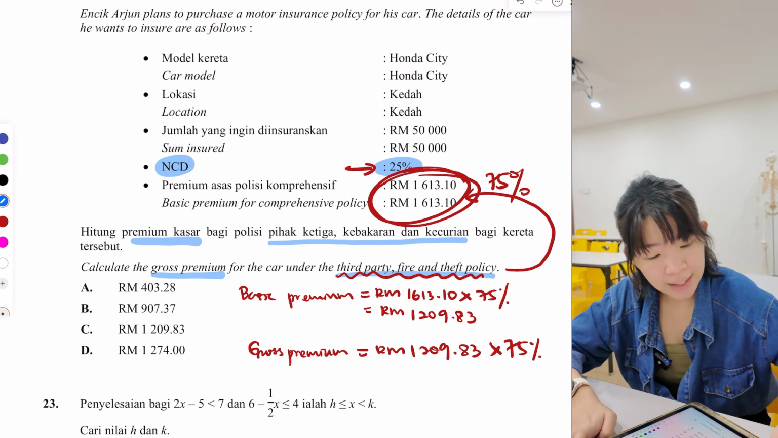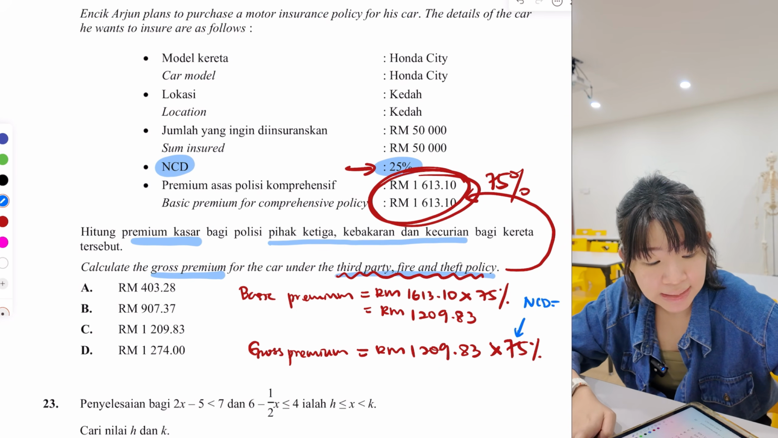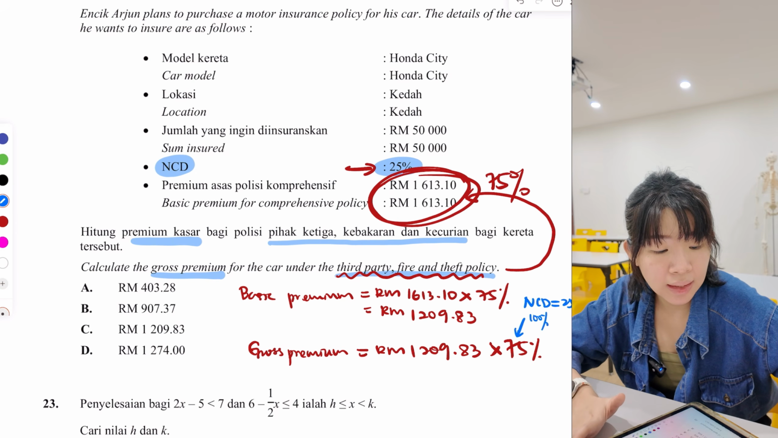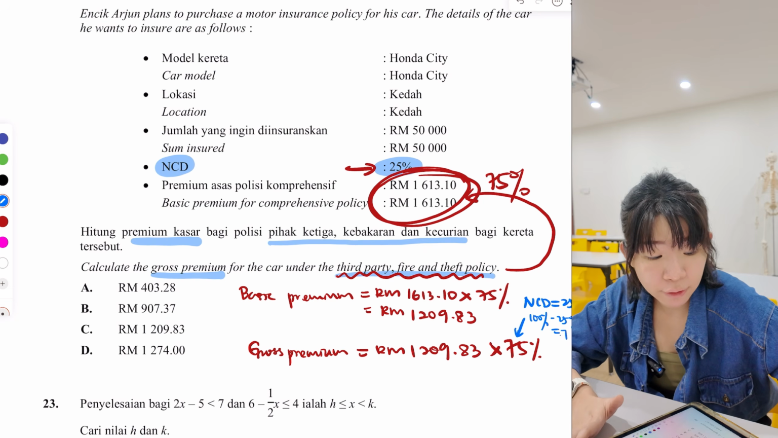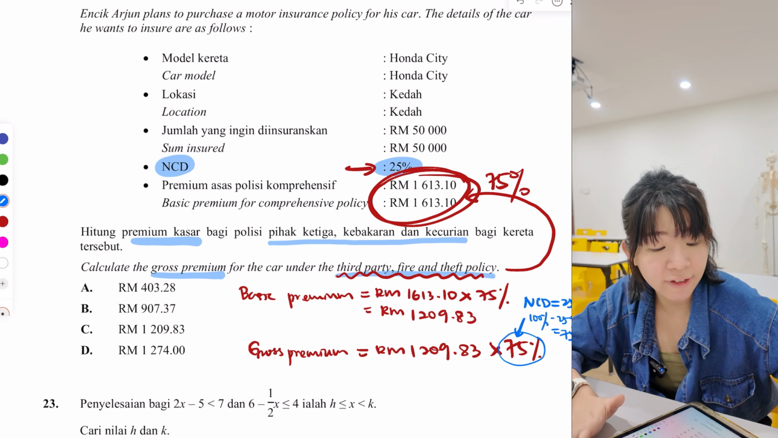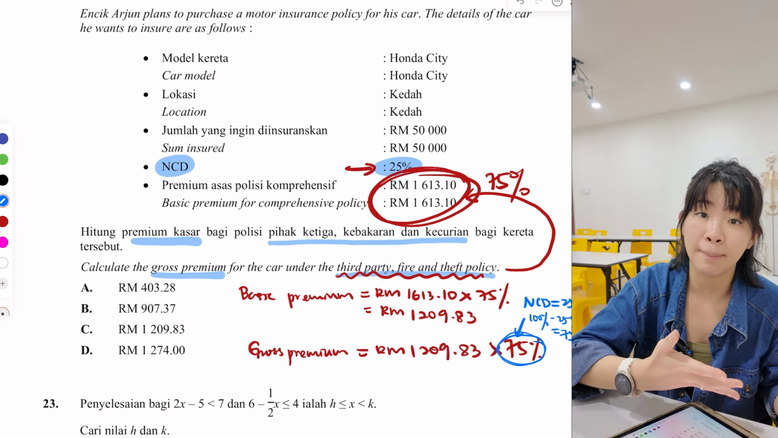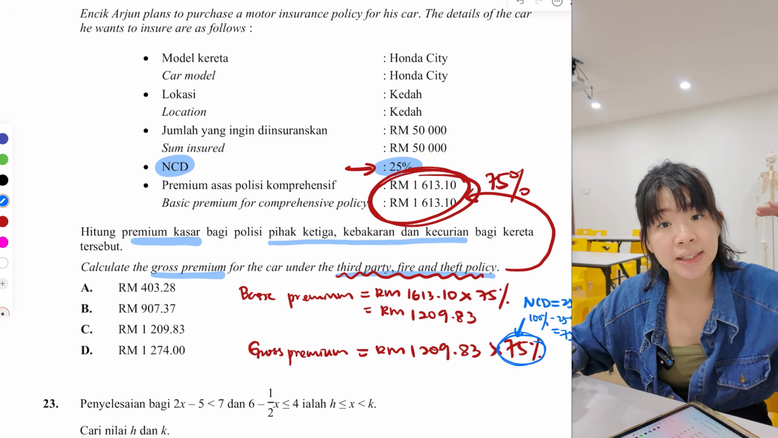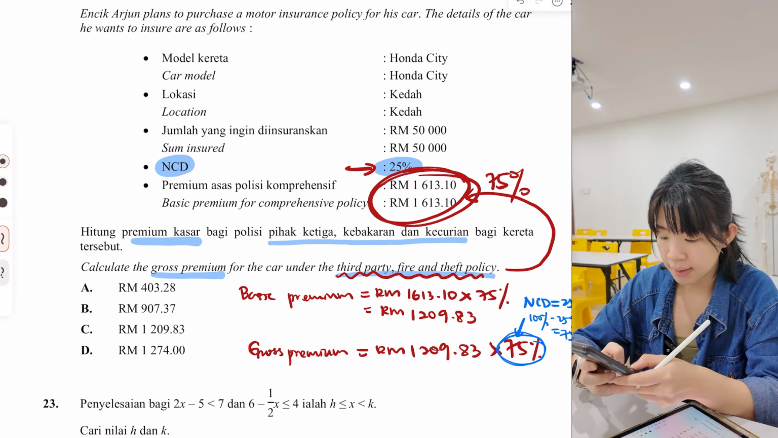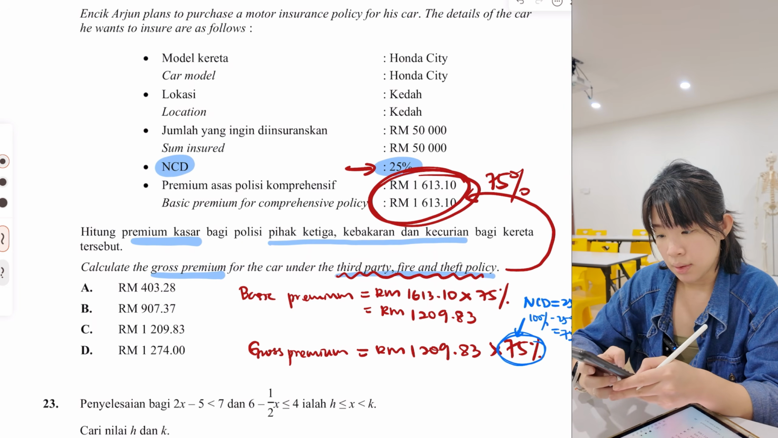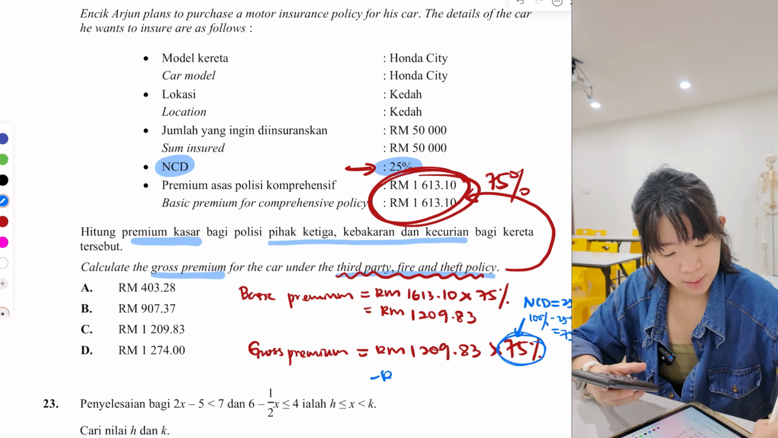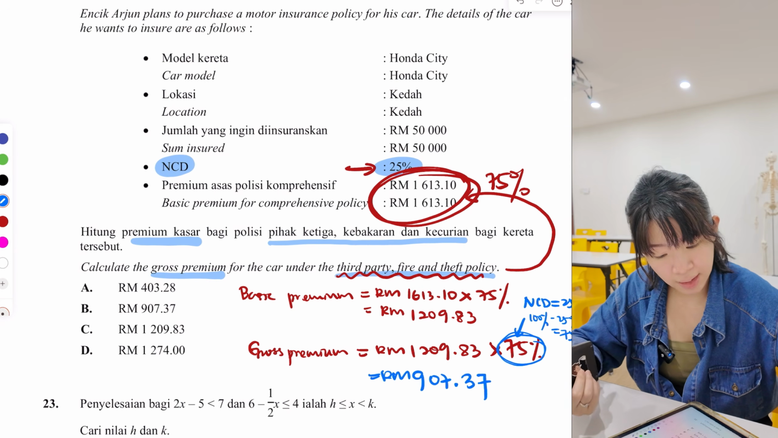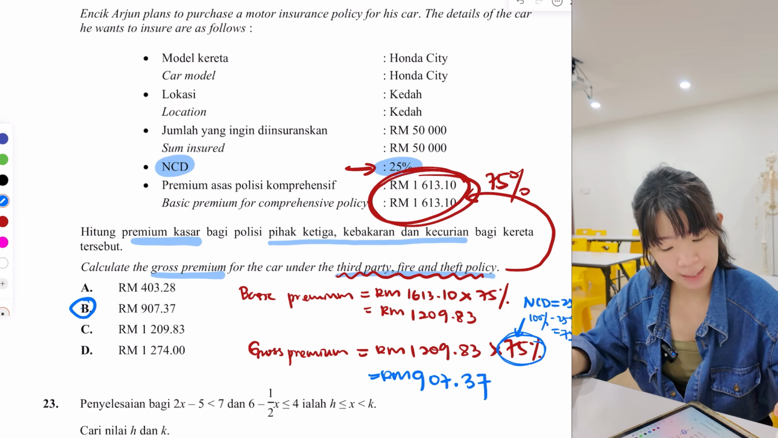Now, why is it 75%? I repeat, it's because the NCD is 25%. The person can get 25% discount. Original is 100%; if minus 25%, the person still has to pay 75%. So you can times 75% straight away to get the final amount. You don't have to times 25% to find the NCD amount, that's wasting time. Straight away go to the 75%. So what is the final answer? You should get 907 ringgit 37 cents. That is the gross premium answer.